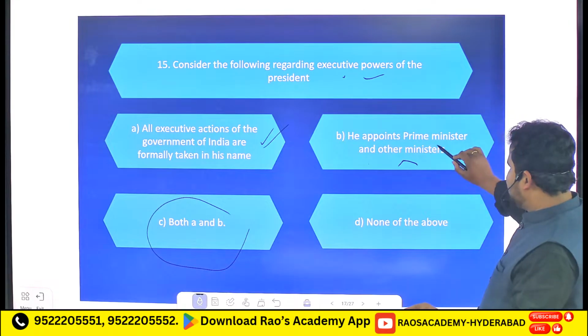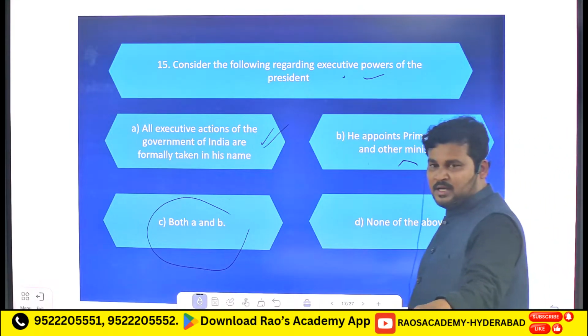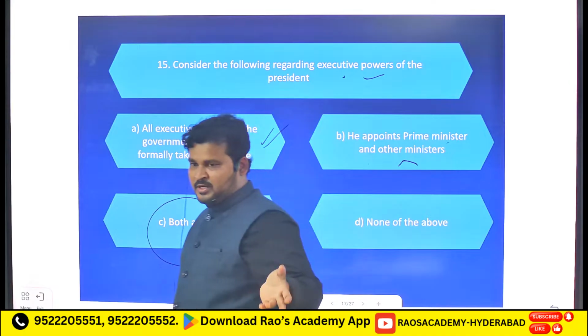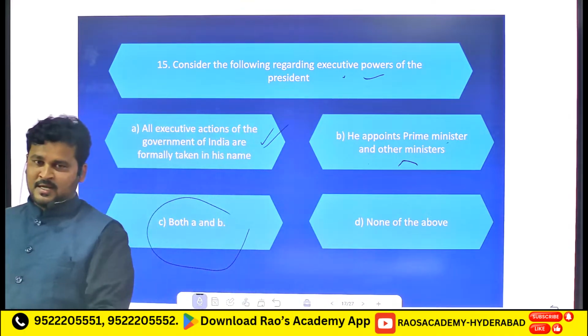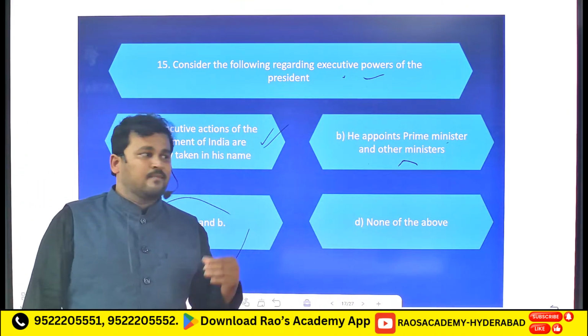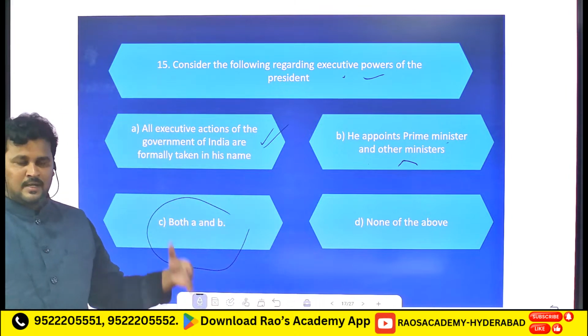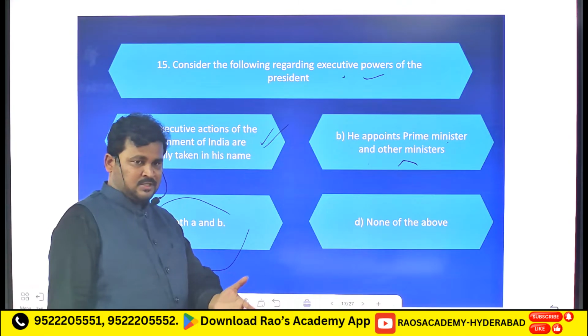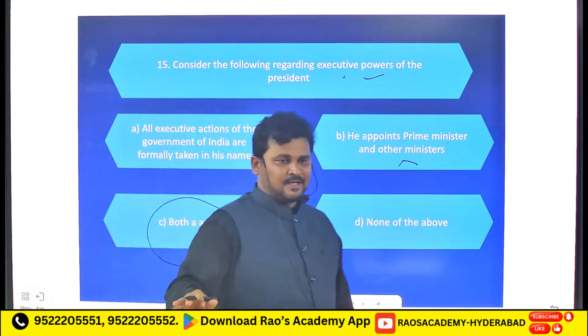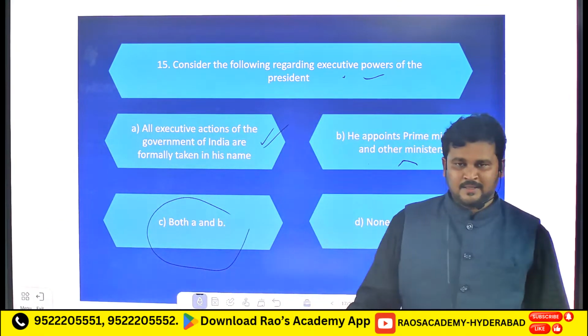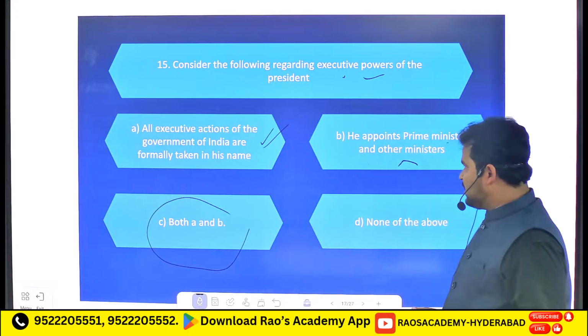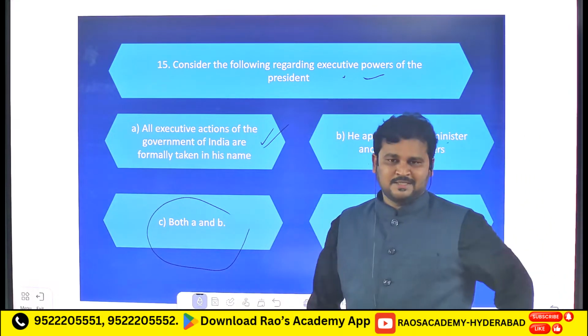And B, he appoints the Prime Minister and other ministers. Yes, the President of India, in a similar way the Governor of a particular state, has the authority to select and appoint chief ministers at the state level and the Prime Minister at the central level. Clear? He has that power. So these are the important questions that were there.